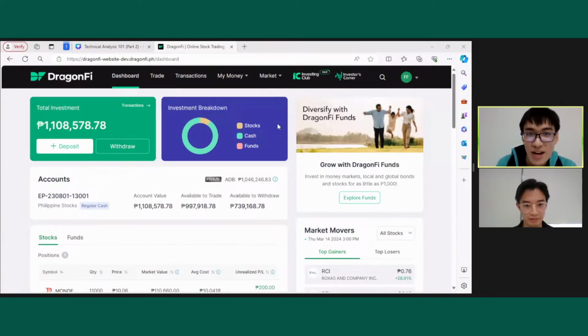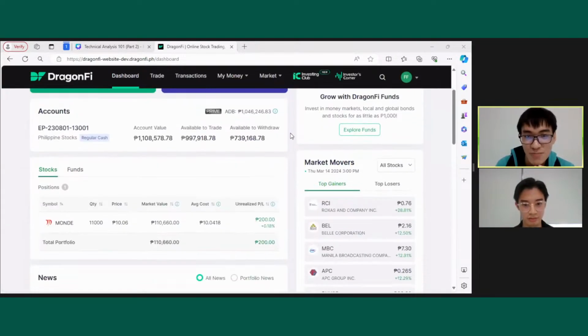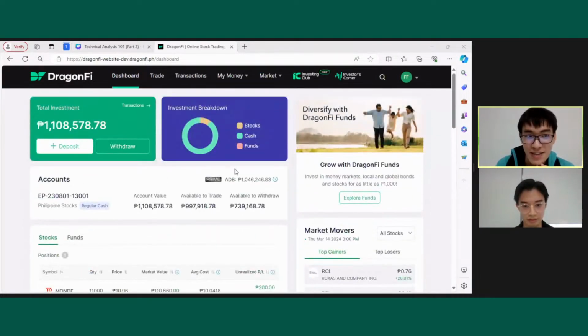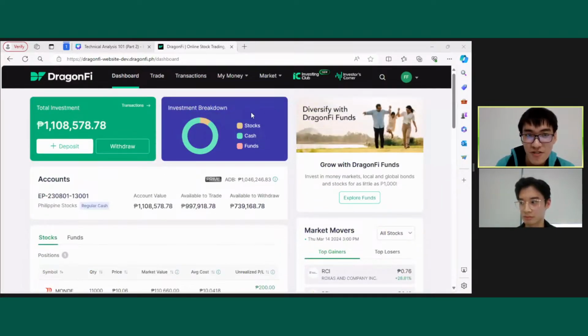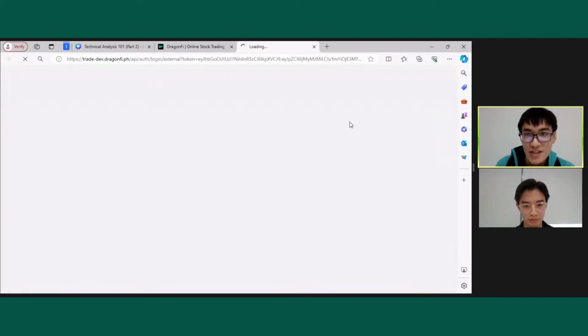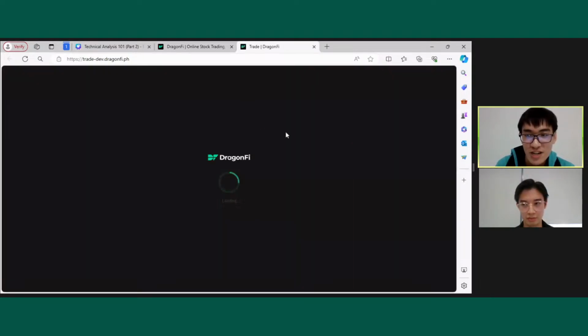Okay. So now I am sharing the DragonFi platform. When you log into your DragonFi platform, you would see this. So this is your dashboard. When you log in, this is what you would see. Then to go to your platform, you just click here, trade. Then it would lead you to the trading platform.